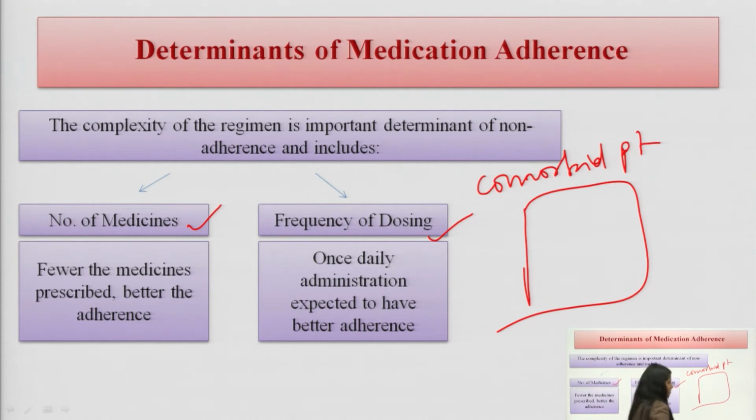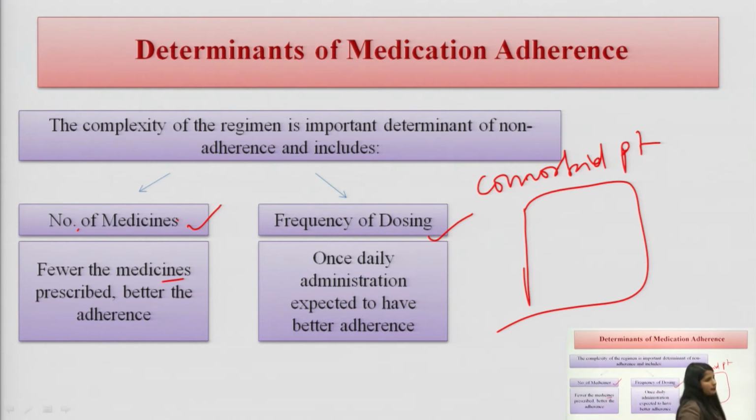So, what happens if we tell a patient to take one medication a day? Of course, the patient will take it. But in another scenario, what happens if we say to take 10 tablets, or 5 tablets in a day? Of course, the patient will skip, intentionally or unintentionally. So, number of medications is also one of the determinants here. Fewer the medications, of course, better the adherence.